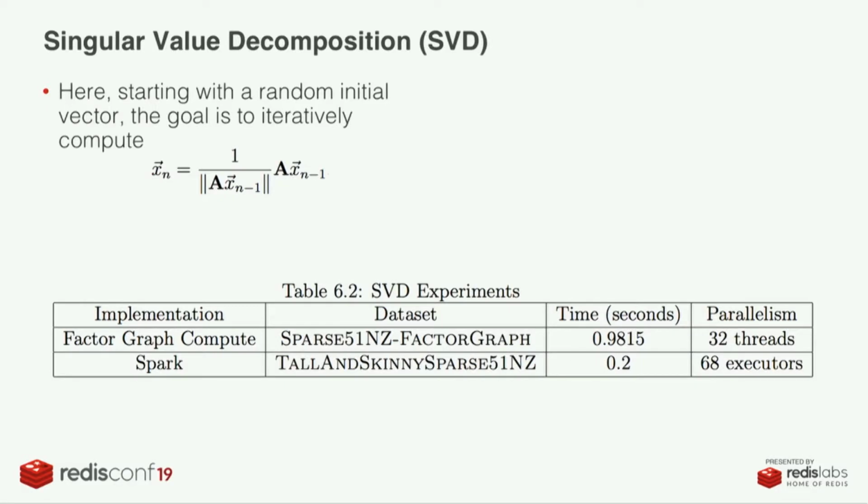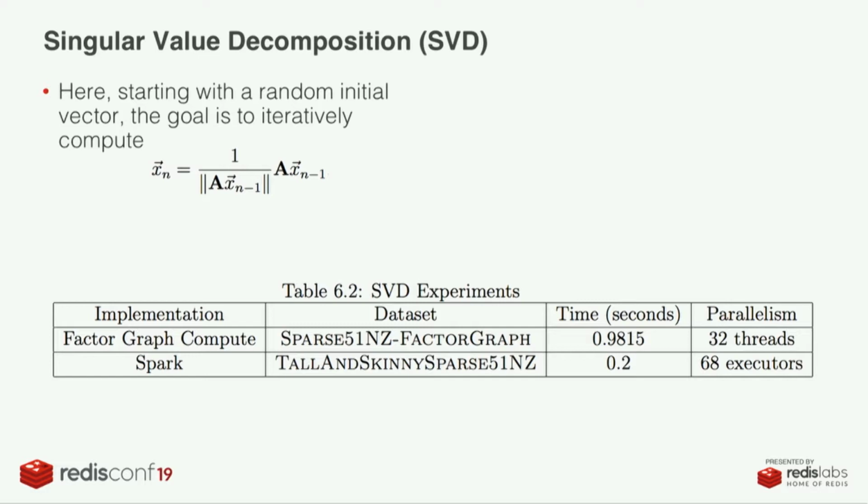So, the final benchmark we ran is singular value decomposition. This is at the heart of many machine learning algorithms and lots of algorithms in total. Basically what you're doing is iterative matrix multiplication. That's really the main operation in singular value decomposition. And we compared it to Spark.